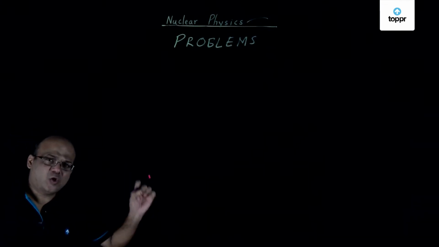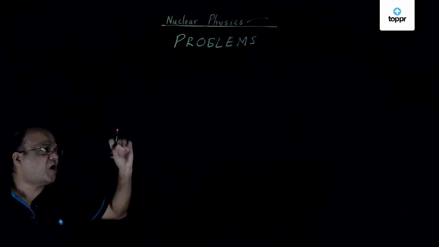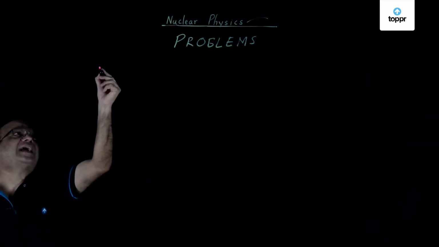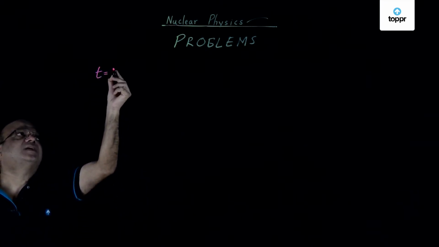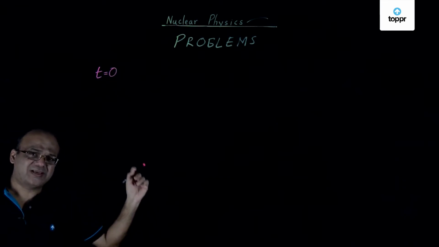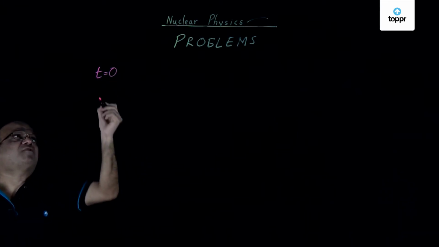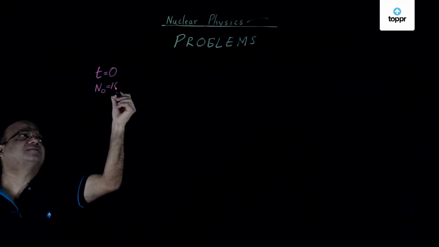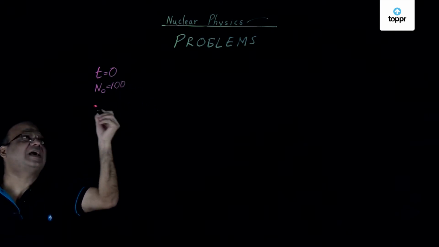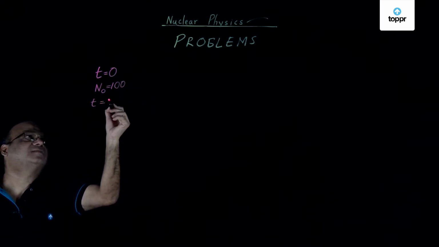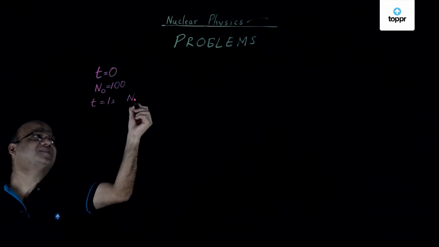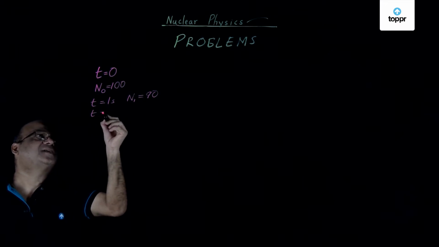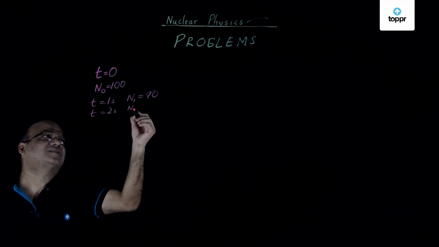In this lesson, we are going to solve some problems on radioactivity. First problem: at time t equal to 0, the number of nuclei of a radioactive substance is given as 100. At t equal to 1 second, the number becomes 90. What is the number at t equal to 2 seconds?